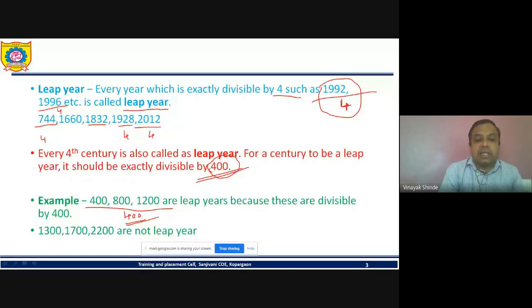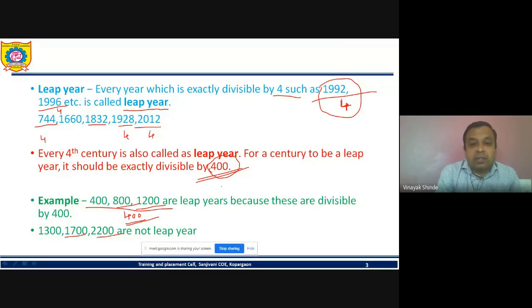Century year 2000, it is a century year. Okay, 1900, it is a century year. If it is asked whether 1900 is a leap year, you need to divide it by 400. Is it divisible by 400? No. So 1900 is not a leap year. But 800, 1200, 1300 are not leap years, 1700, 2200 these are not leap years. Okay, 2000 is a leap year.